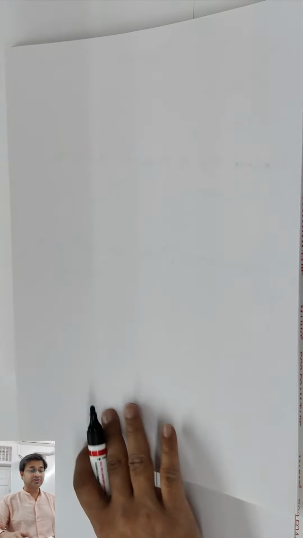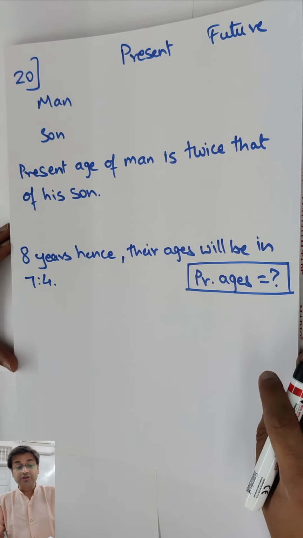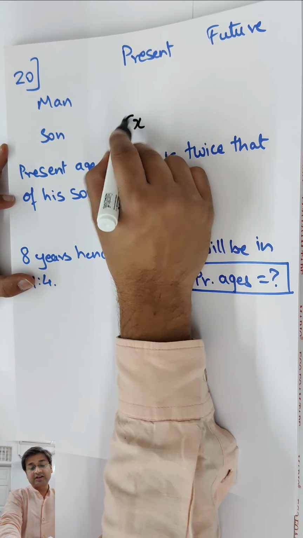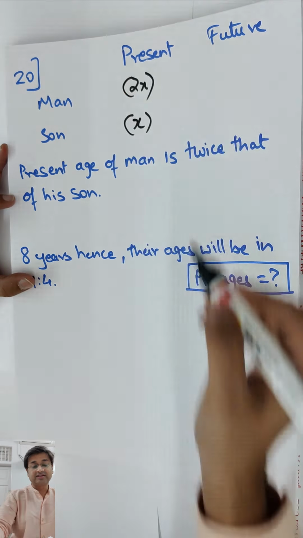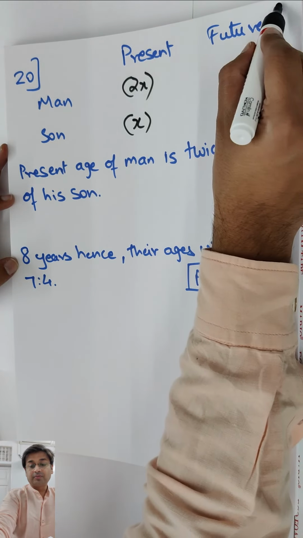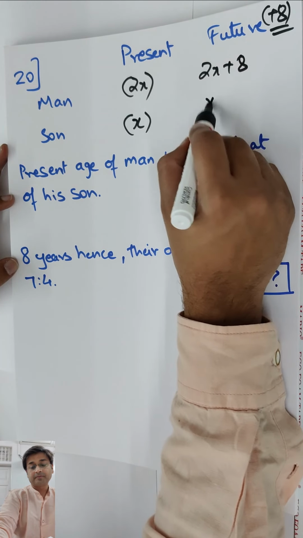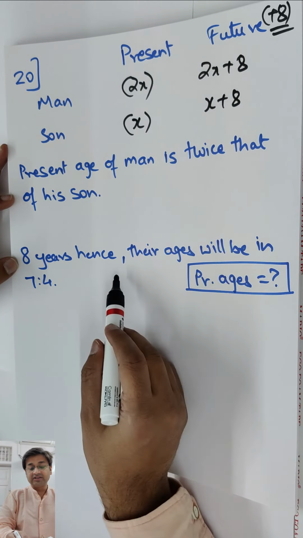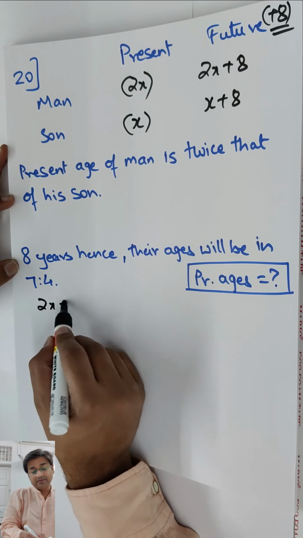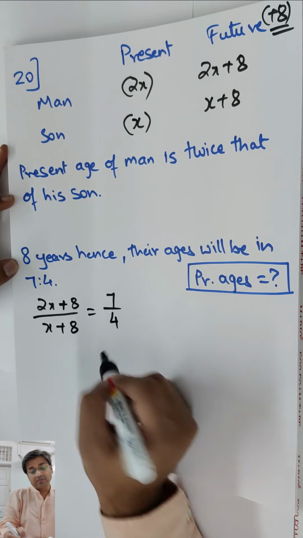Let's go to the last question, sum number 20. You promised me you're going to do this on your own. So come on. The present age of a man is twice that of his son. So son is x, man is twice x. The table is very important. 8 years hence, so plus 8 years, in future we are going. So 2x plus 8 and x plus 8. 8 years hence, their ages will be in this ratio. That means man divided by the son, the ratio will be 7 by 4.